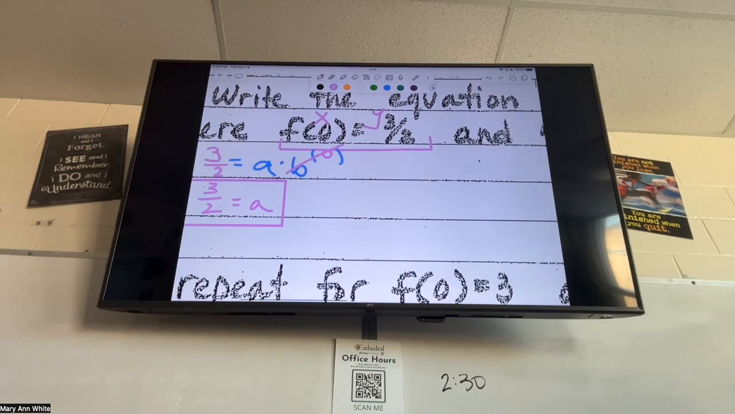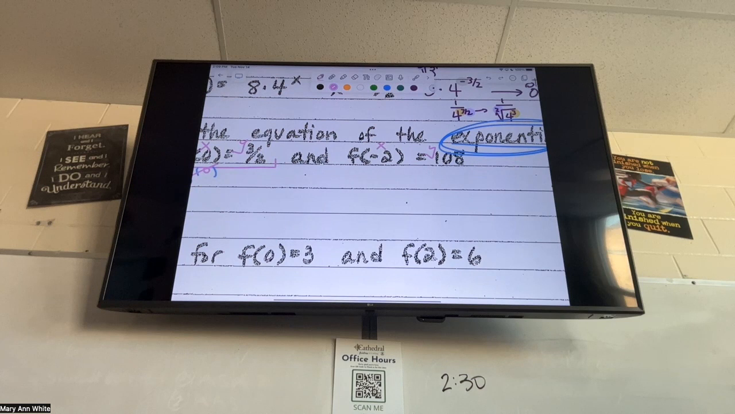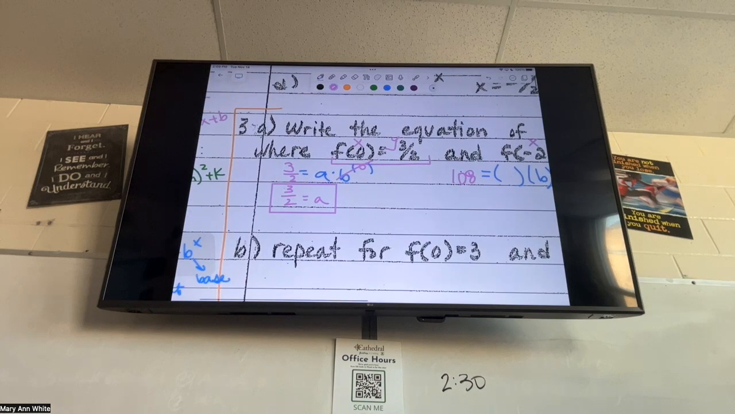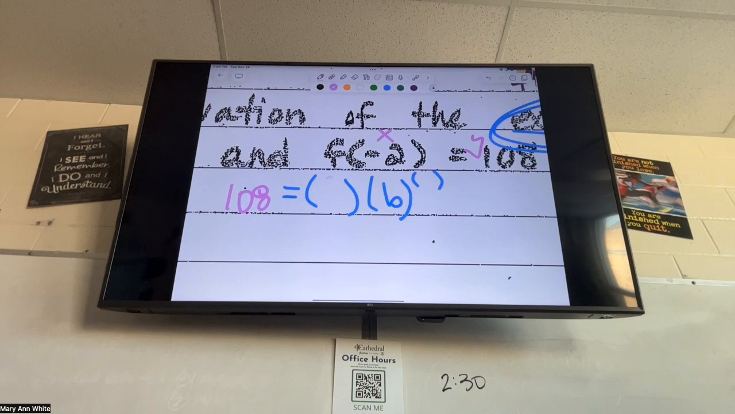Now we're going to use that a that I just found and this new equation to find b, okay? So I'm going to set up 108 equals a times b raised to the x. The a we just found was 3/2, so I'm going to put 3/2 in here. And then x is -2, so b is raised to that -2. So now we're solving for b.